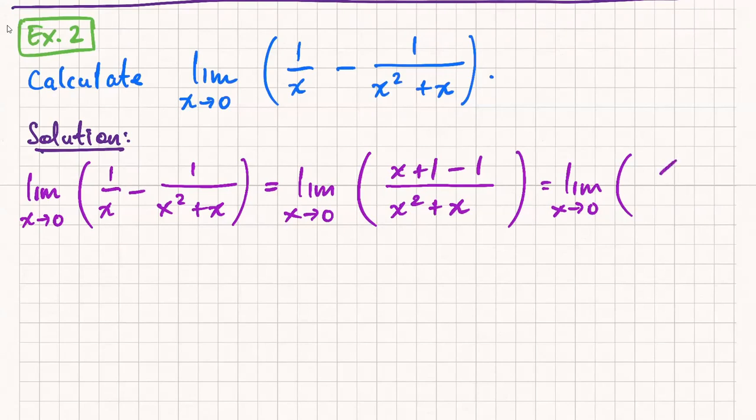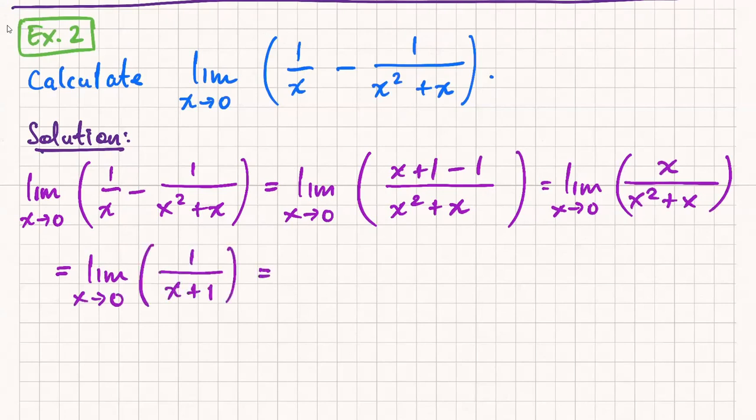Okay, good. So now we have x over x squared plus x, and then the x's cancel out. Good. And then we can directly substitute, right? Because now we have an expression where substituting x equals 0 is perfectly fine. So I just get 1 over 0 plus 1. So the limit is 1.